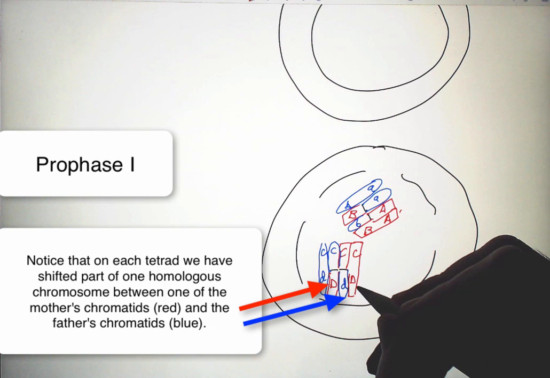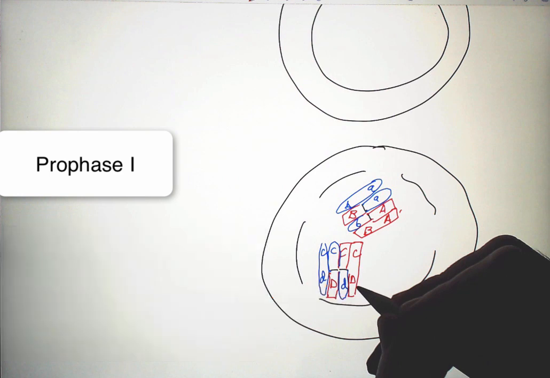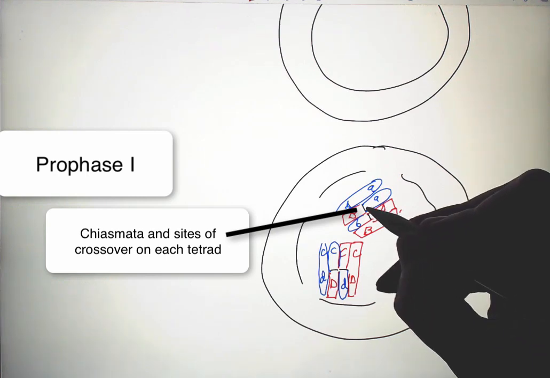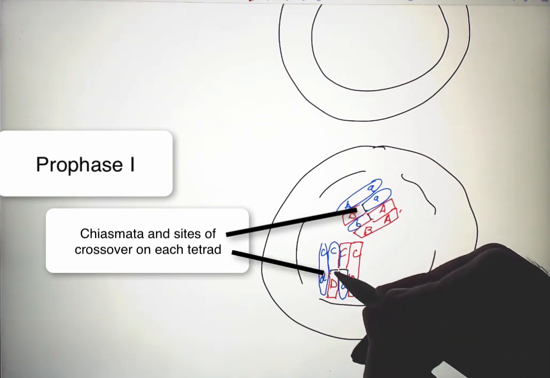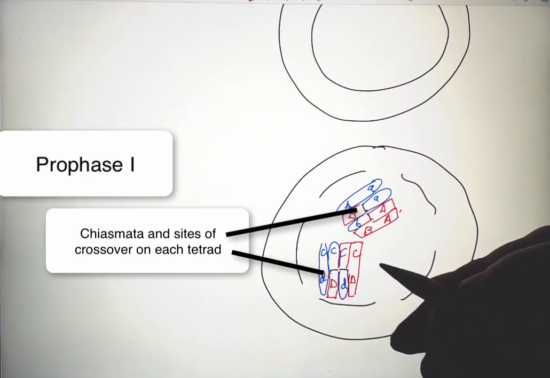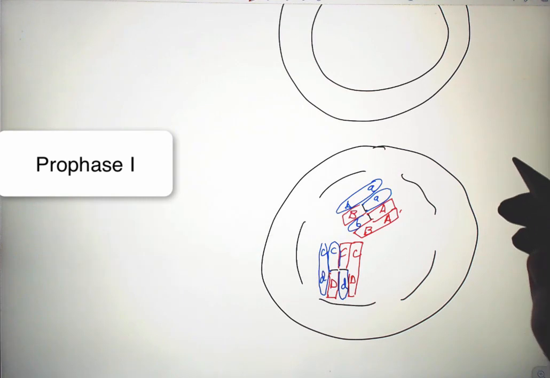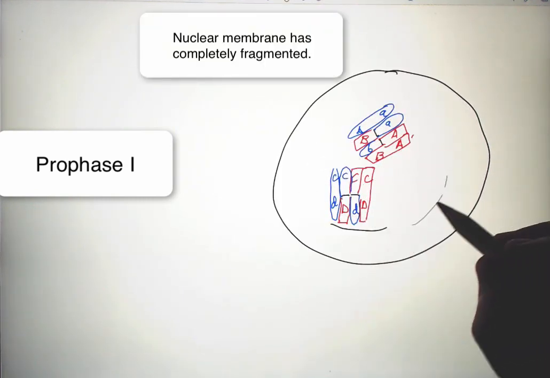And you can see them here with the arrows. There are chiasmata. They're the sites of crossover on each tetrad. It's a protein complex that actually causes crossover. In prophase I, the nuclear membrane at the end has completely fragmented.